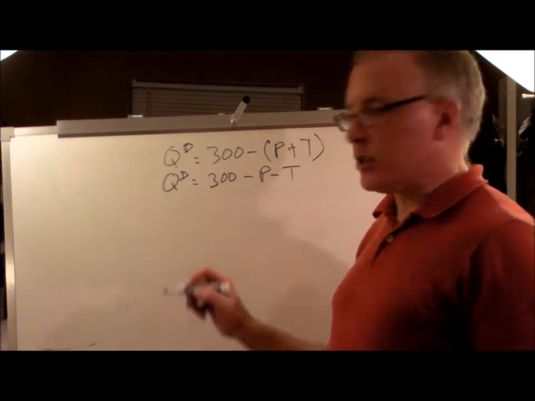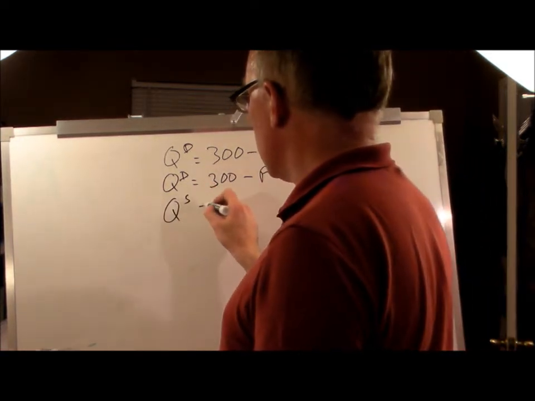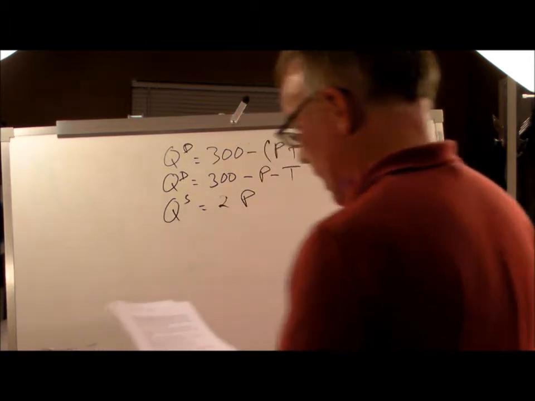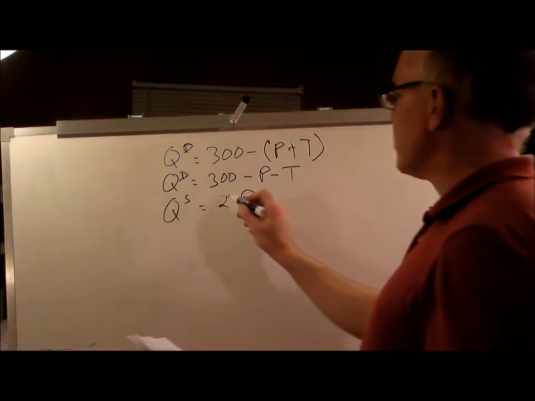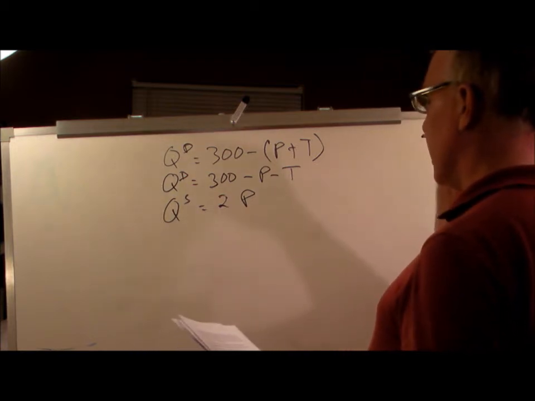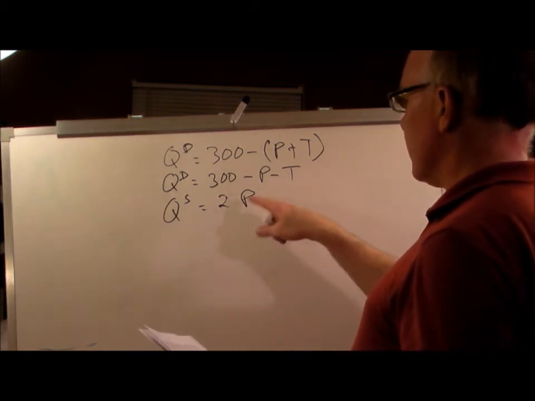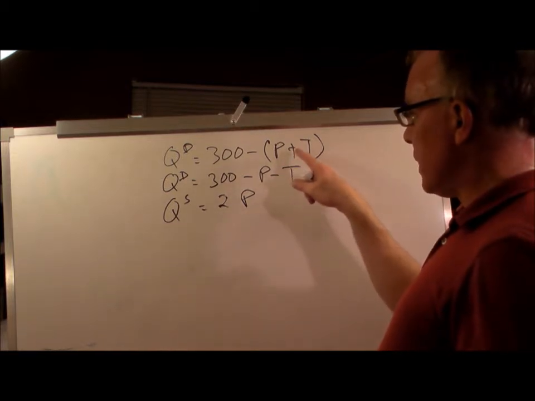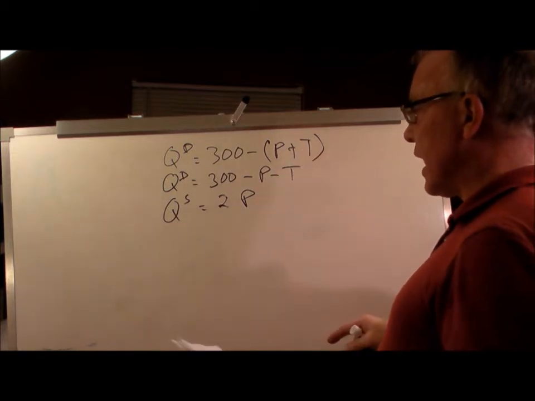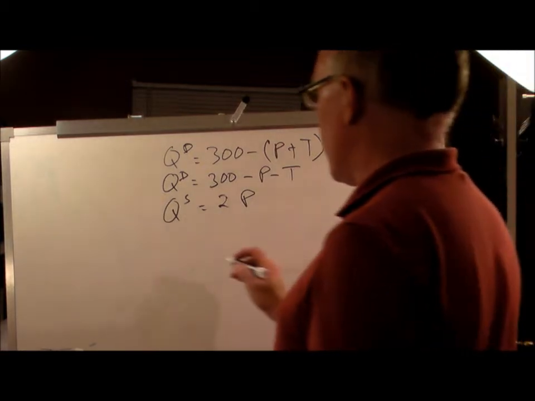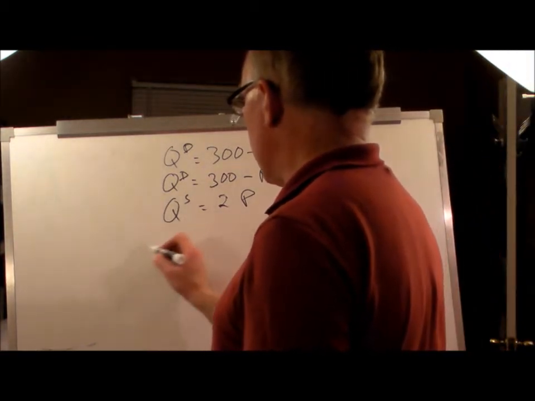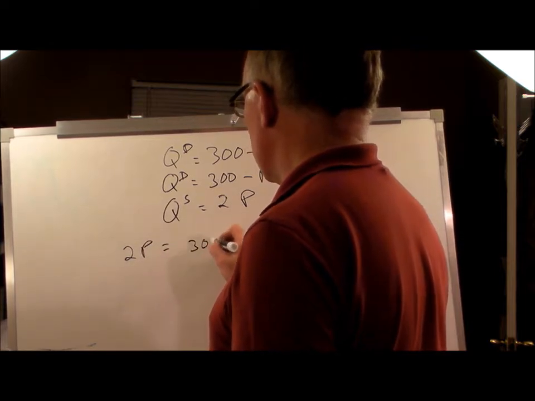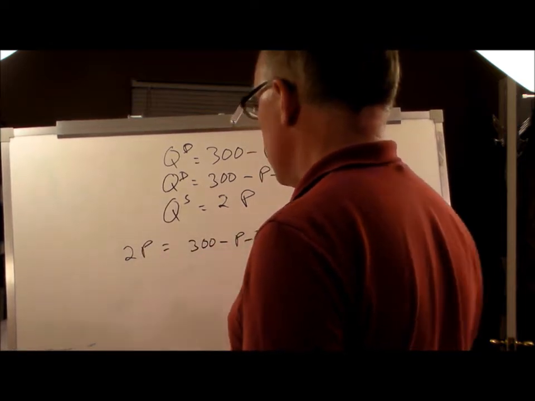And remember, the quantity supplied is 2 times P. And so we want to make sure that we're in a situation where the seller is going to get P, the buyer is going to pay P plus T, but the quantities have to be the same. So the quantity supplied at 2 times P has to equal 300 minus P minus T.